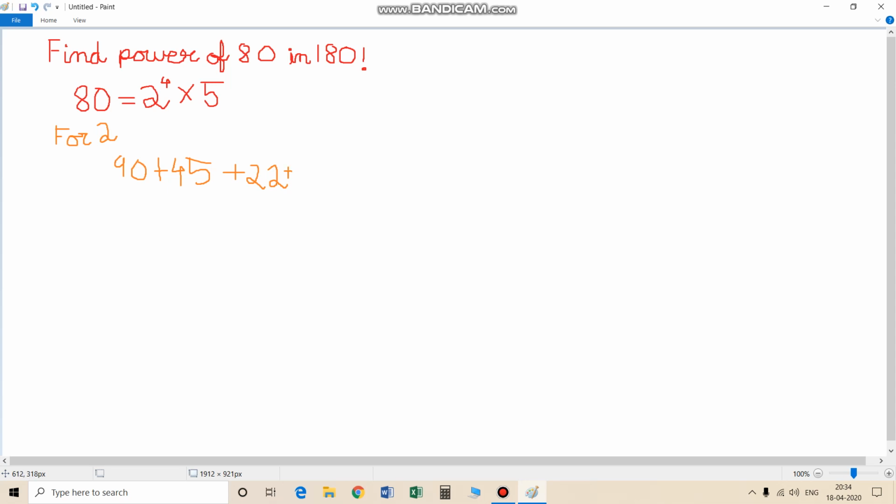Then 22 by 2 is 11. Then 11 by 2 is 5.5. Floor function of 5.5 is 5. Then 5 by 2 is 2.5. Floor function of 2.5 is 2. 2 by 2 is 1. And after 1 everything goes 0. No need to write that. Adding these, it comes to be equal to 176, right? Yes, 176.